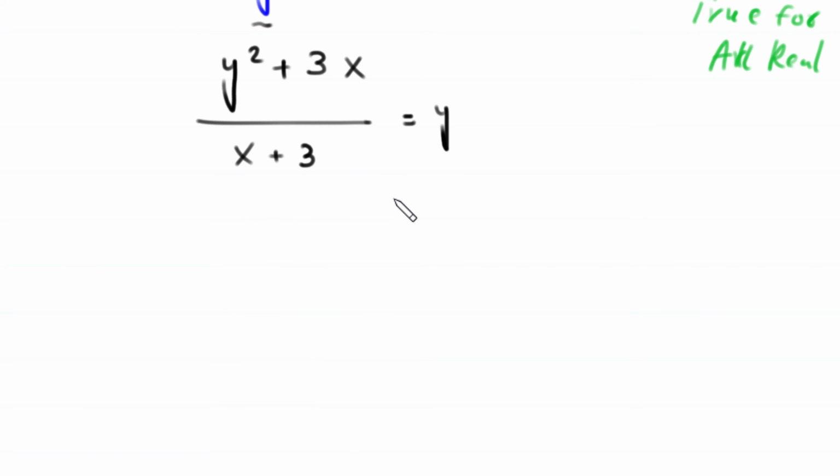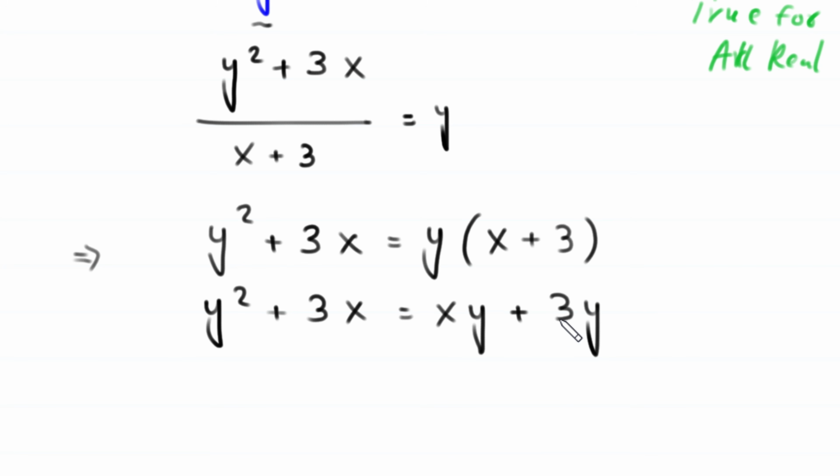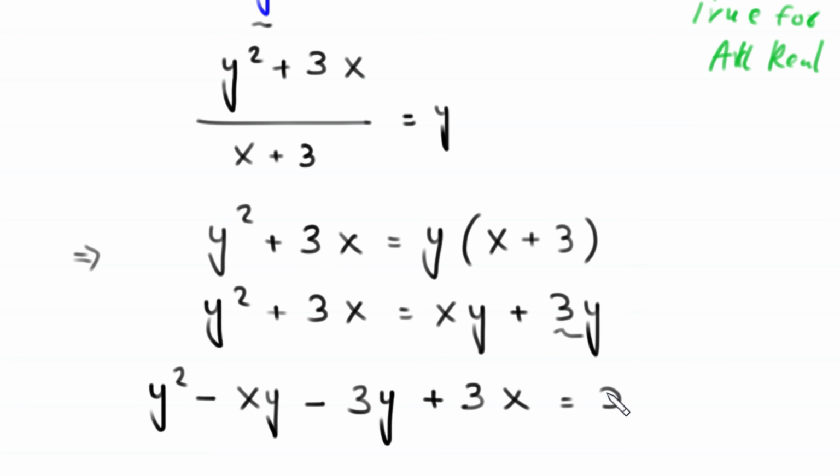Now if we multiply both sides by x plus 3, this implies that y squared plus 3 times x equals y times x plus 3. Further simplifying, this becomes y squared plus 3x equal to xy plus 3y. Move these two terms to the left hand side: y squared minus xy minus 3y plus 3x equal to 0.